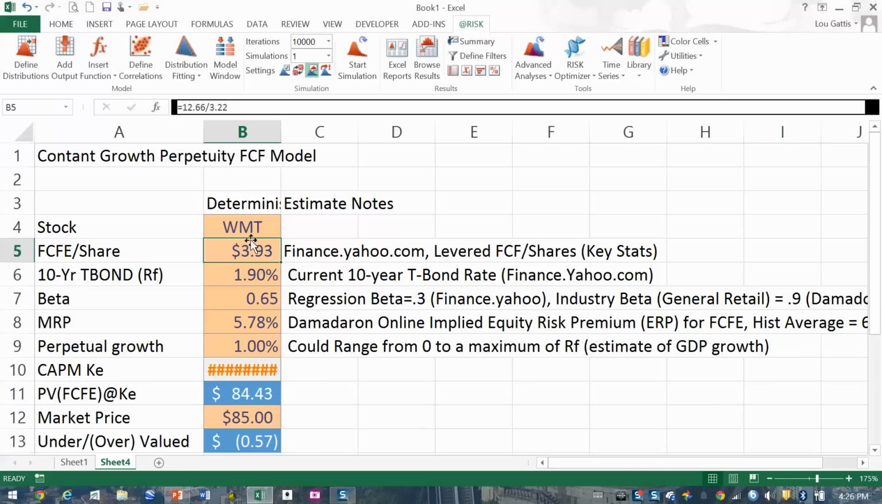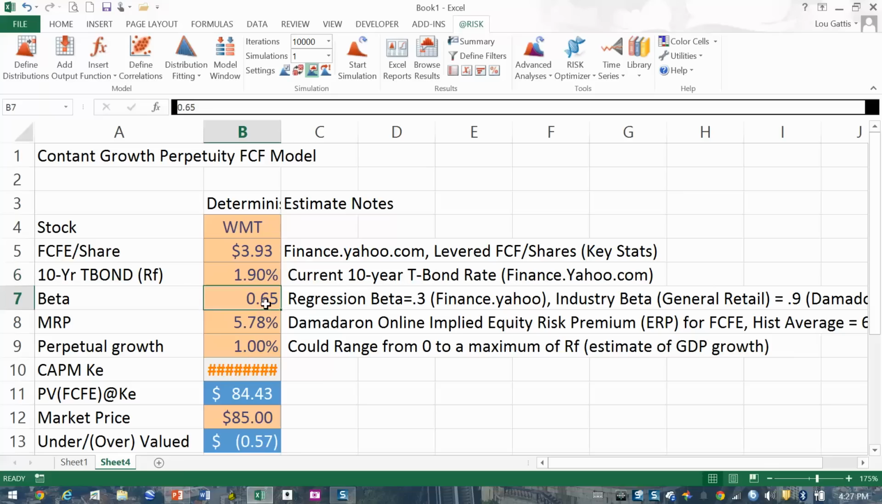Now what I want to do is assume that this grows at some constant rate and take a constant growth perpetuity to see what I would pay for Walmart. I'm going to discount it at a CAPM rate. For CAPM, I need a risk-free rate, a beta, and a market risk premium, and then I need a perpetual growth rate. Now, the long-term risk-free rate, I'm just going to use the 10-year Treasury. At the time of doing this, it was 1.9%.